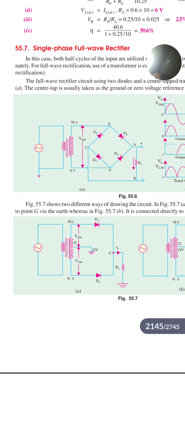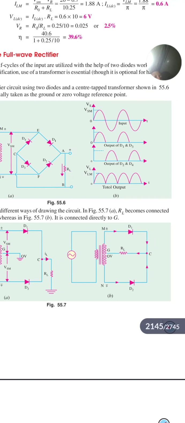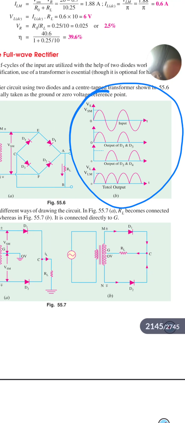Now if you look at it, this is for full bridge. Full bridge is the one that has 4 diodes. This is for center tap; center tap bridge is one that has 2 diodes, right? Now this is the diagram for the full bridge, the waveform. Let me put it that way.